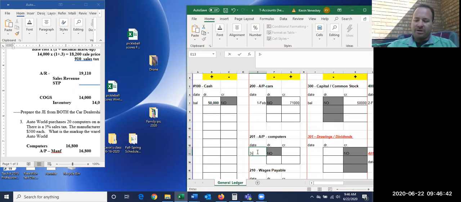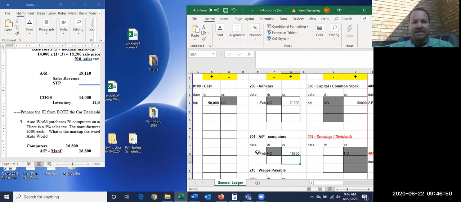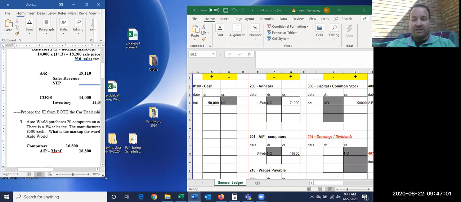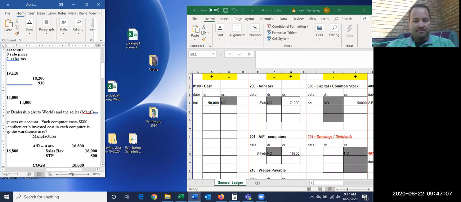And on 2-3, I owe them $16,800. I owe them their price plus the sales tax that they have to collect, just like we have to collect sales tax for the IRS. Now, there's nothing else that I need to do. If I was selling stuff, then yes, I would have to do a second entry, but when I'm buying it, I just simply buy it, and that's it.